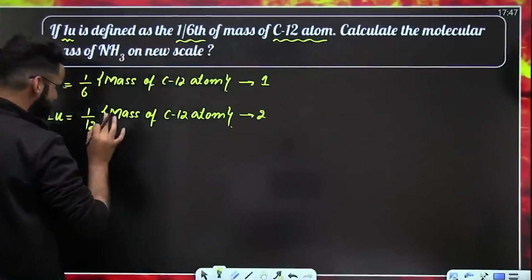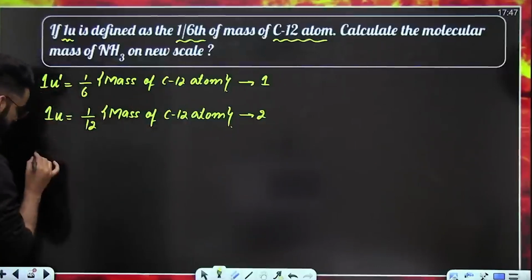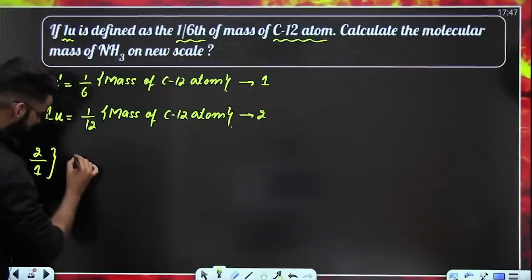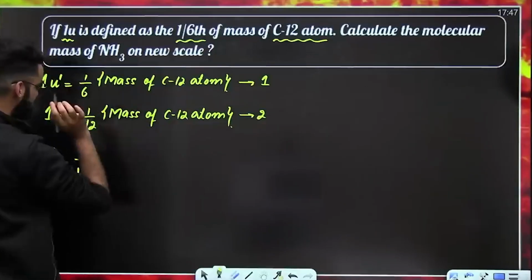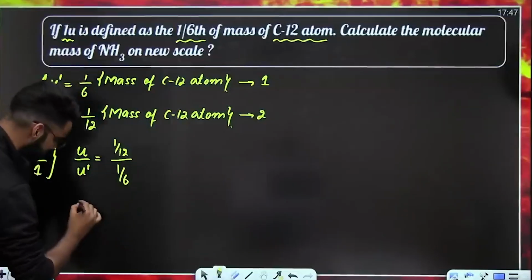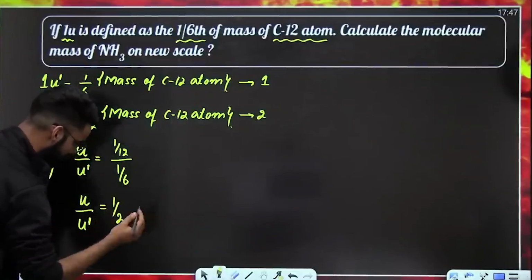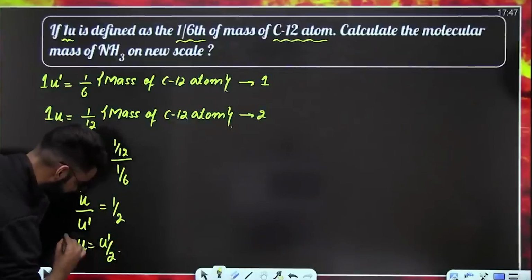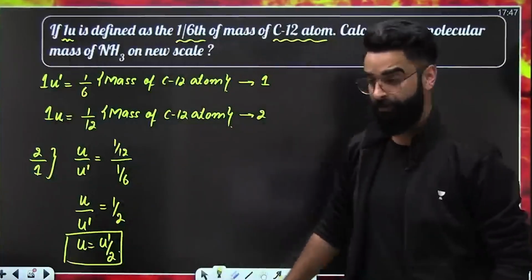The first step always is to get the relation between U and U dash. So I'll be dividing the two equations, equation 2 by equation 1. What do I get? U divided by U dash is equal to, mass of carbon 12 cancels, here you'll be writing 1 by 12, here 1 by 6. So U divided by U dash is coming out to be 1 by 2. Or we can say U is just U dash divided by 2. This is what we got till now: U is equal to U dash divided by 2.